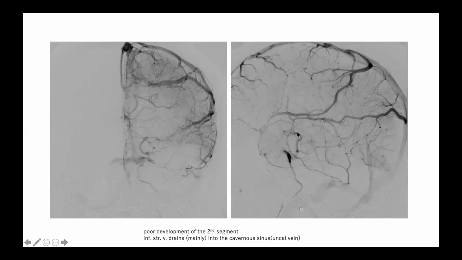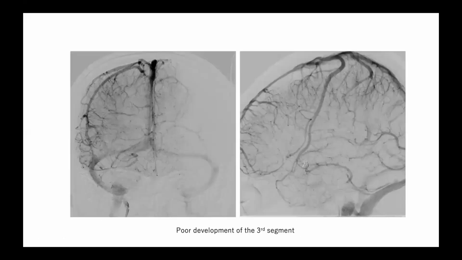So this is the first segment, and we're missing the second and the third segment of this basal vein. So it's very short, this basal vein of Rosenthal. Or you can say it's just a straight vein draining down into the cavernous sinus. That's the way you could put it.